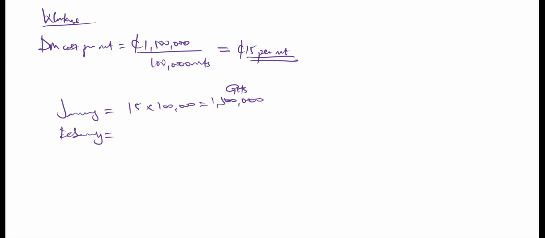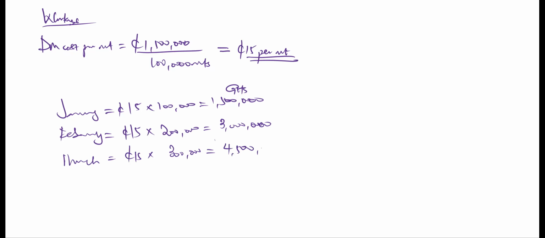February will also be the same, 15 by 200,000, which gives us 3 million. Then March will also be 15 cedis by 300,000, and that gives us 4.5 million. Then April, 15 by 500,000, which gives us 7.5 million.